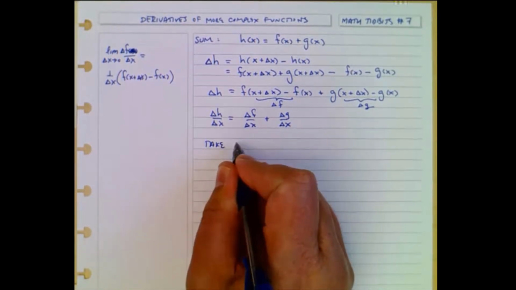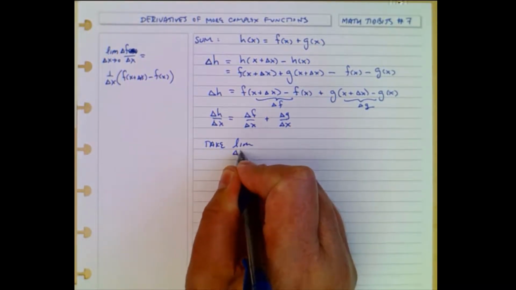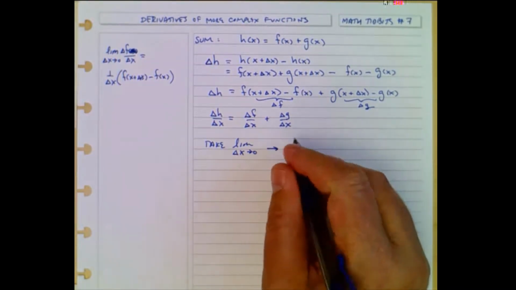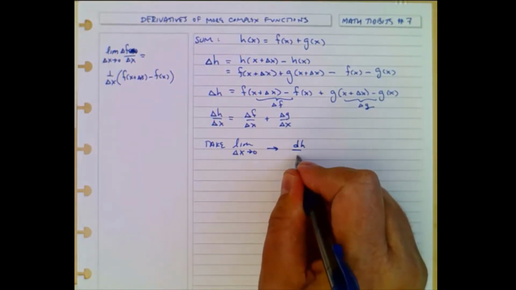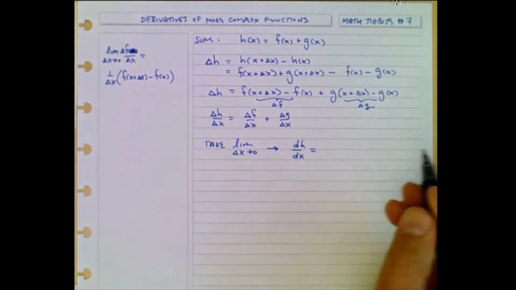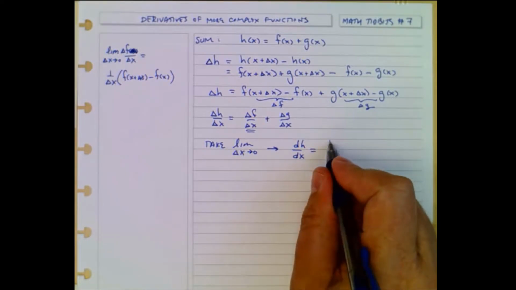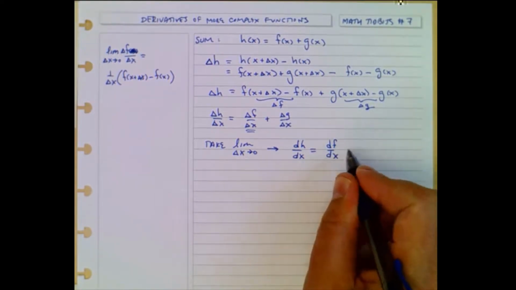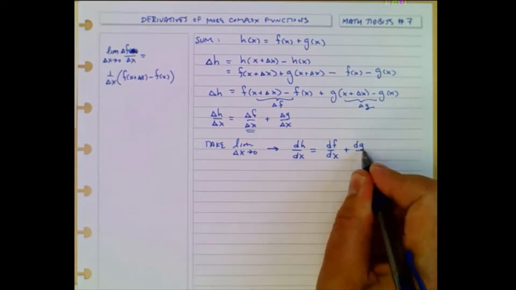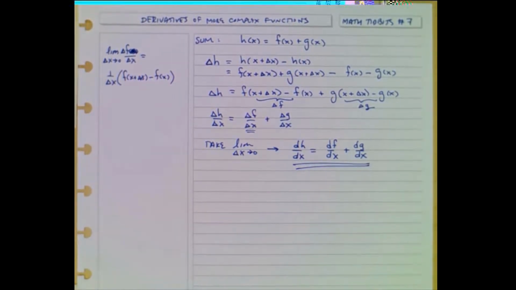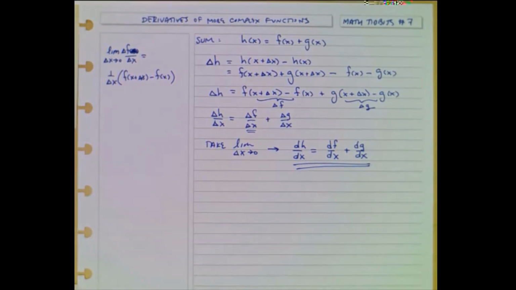We take the limit as delta x goes to 0, and that will produce dh dx. On the left, the limit of this as delta x goes to 0 is the definition of df dx, and likewise dg dx is the second term. So there we have it. There's the sum rule, the rule for sums of two functions.